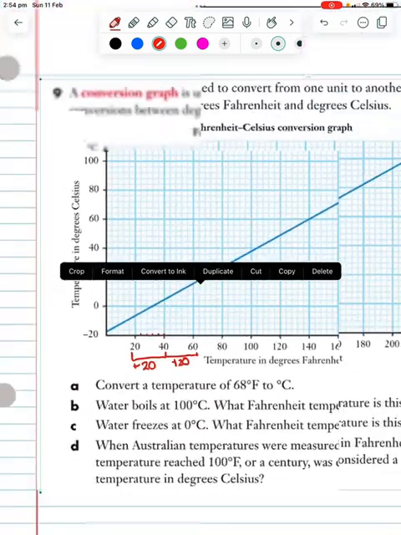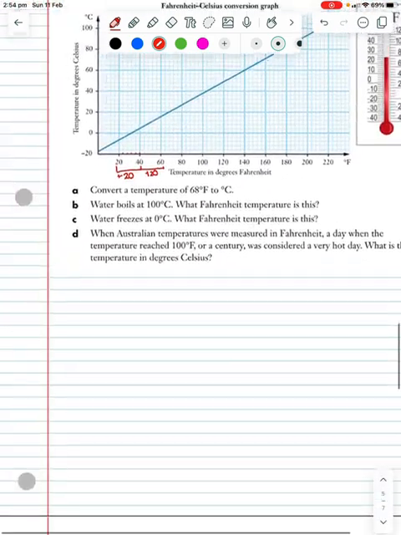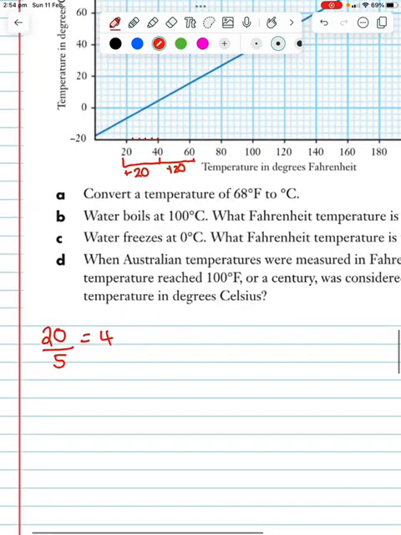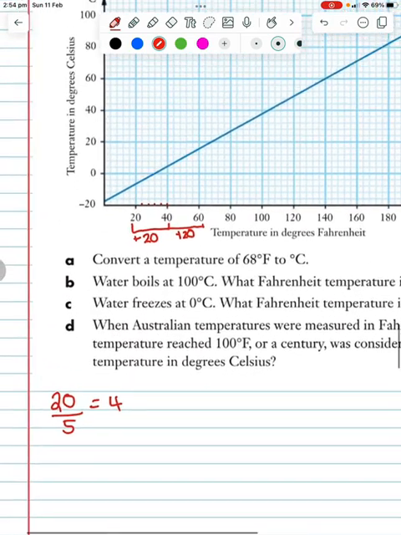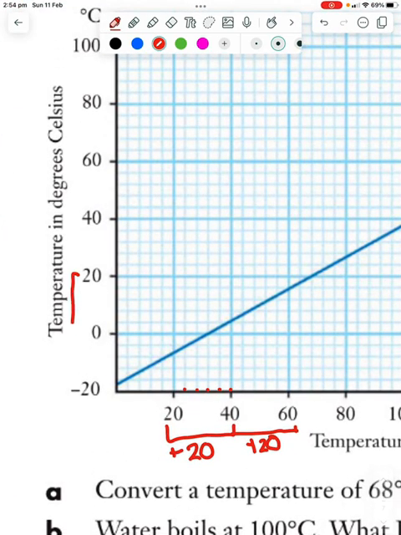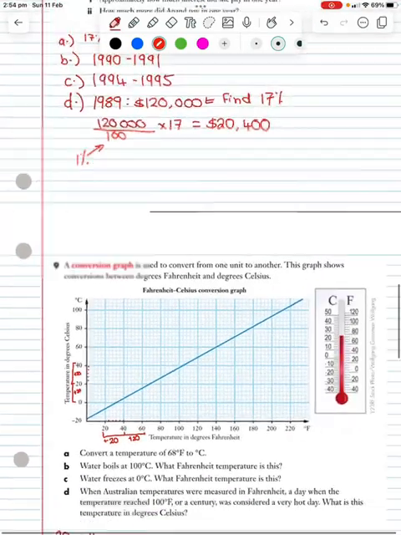I'll just zoom out so it stops trying to edit that. So if I do 20 divided by 5, that equals 4. So each of those little lines is worth 4 more degrees. It's adding on, and that's for my Fahrenheit scale. If we look at my degrees Celsius, again, plus 20, plus 20, and there's 1, 2, 3, 4, 5 once again. So again, these are increasing by 4.